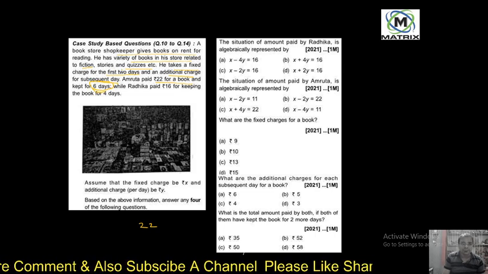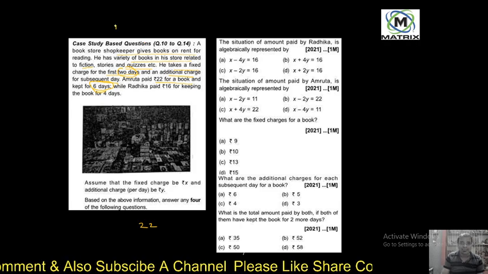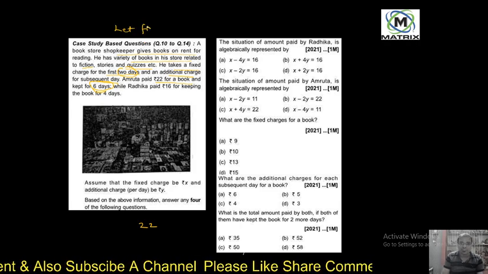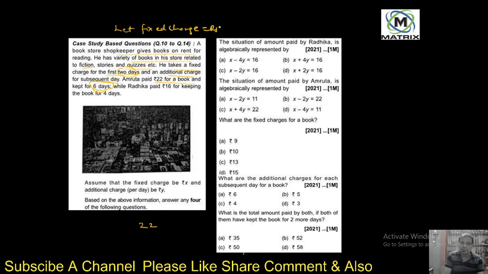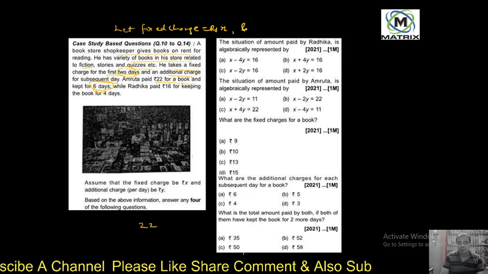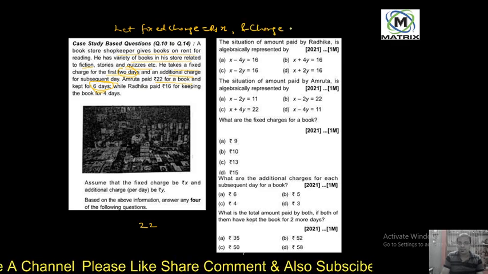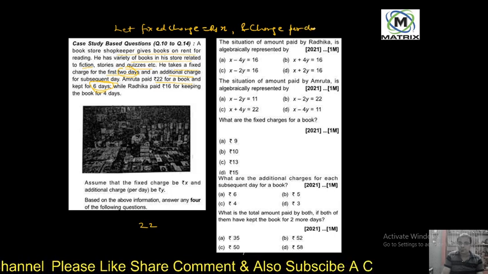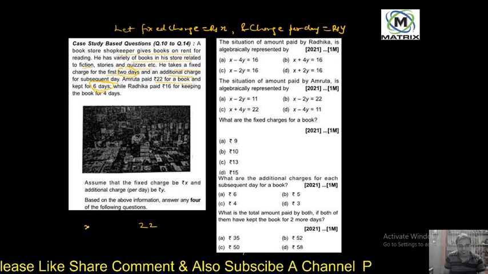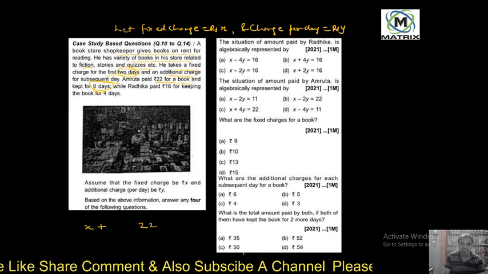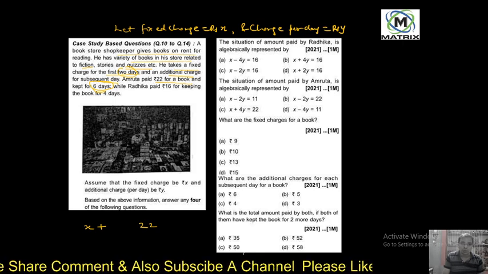Now we have to say that the first 2 days will be free. Let us consider the fixed charge to be rupees x, and the charge per day is rupees y. So the fixed charge is for 2 days and the charge per day is rupees y. So 2 days is free.